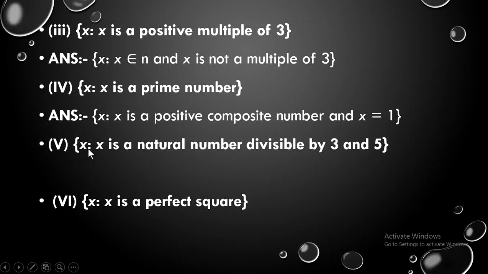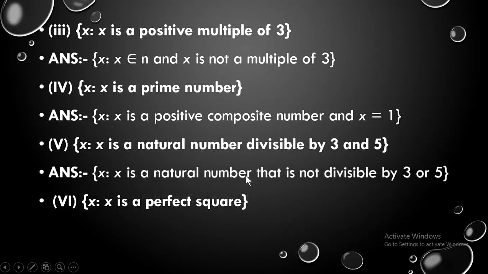Then they have given you x is such that x is a natural number divisible by 3 and 5. Now again you have to do natural numbers minus x, which is the natural numbers that are divisible by 3 and 5. So you just have to write the opposite of this, like it should not contain this statement. That is, x is a natural number that should not be divisible by 3 and 5. Okay, so that will be your complement. So complement, in a way you can say, is just the opposite.